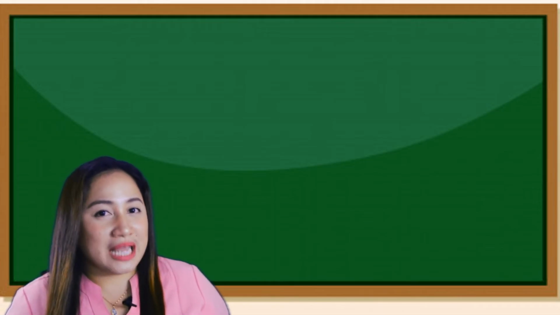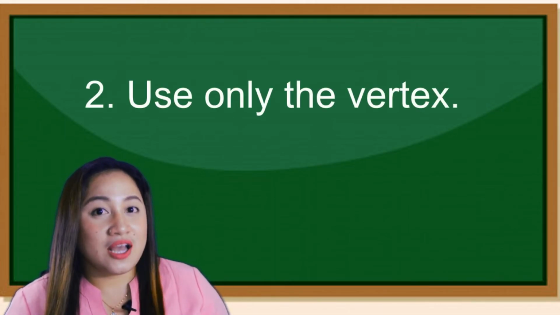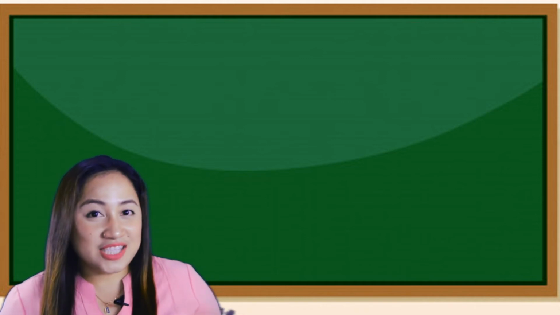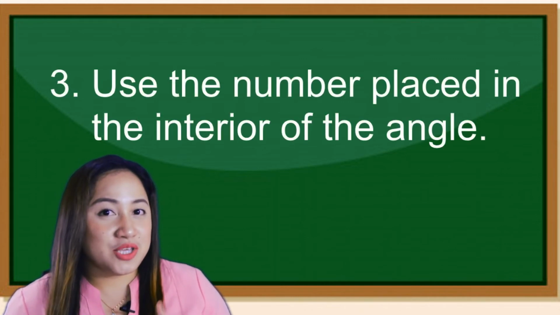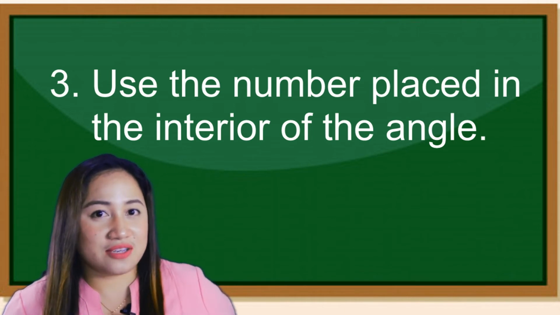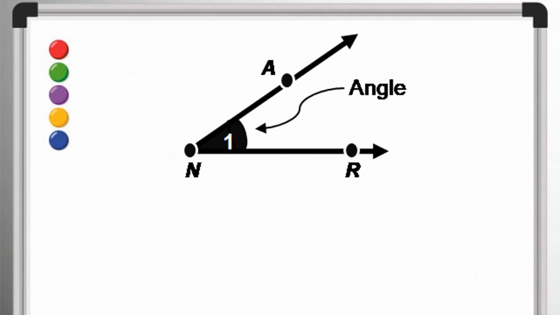We can also name an angle by using only the vertex. So this angle can be named angle N. The last way of naming an angle is by using the number placed in the interior of the angle near the vertex. So this angle can also be named angle 1.